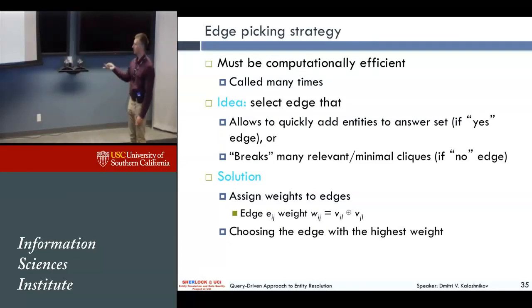The next question is, what's your edge picking strategy? There could be multiple strategies. But the trick here is that this function, picking an edge, is called many times, so it should be very, very fast. You cannot afford to spend too much time thinking about which edge to pick. What worked best for us is that you pick the edge with the maximum weight, and the weight is computed as, if you have an attribute like cited, you just add up the weights of incident nodes, and it forms the weight of an edge. The idea here is that you in general want to quickly discover entities that can change your answer, or you want to quickly break relevant minimal cliques.